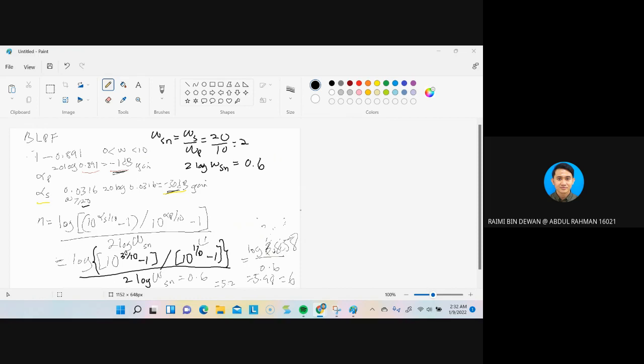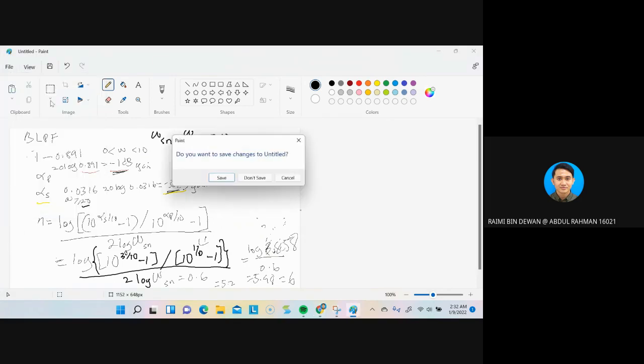Sorry. Okay, so we have the order of the filter. Now the filter order that we want is actually filter order 6. So I use a new page. Okay, now we have our filter order, which is 6.